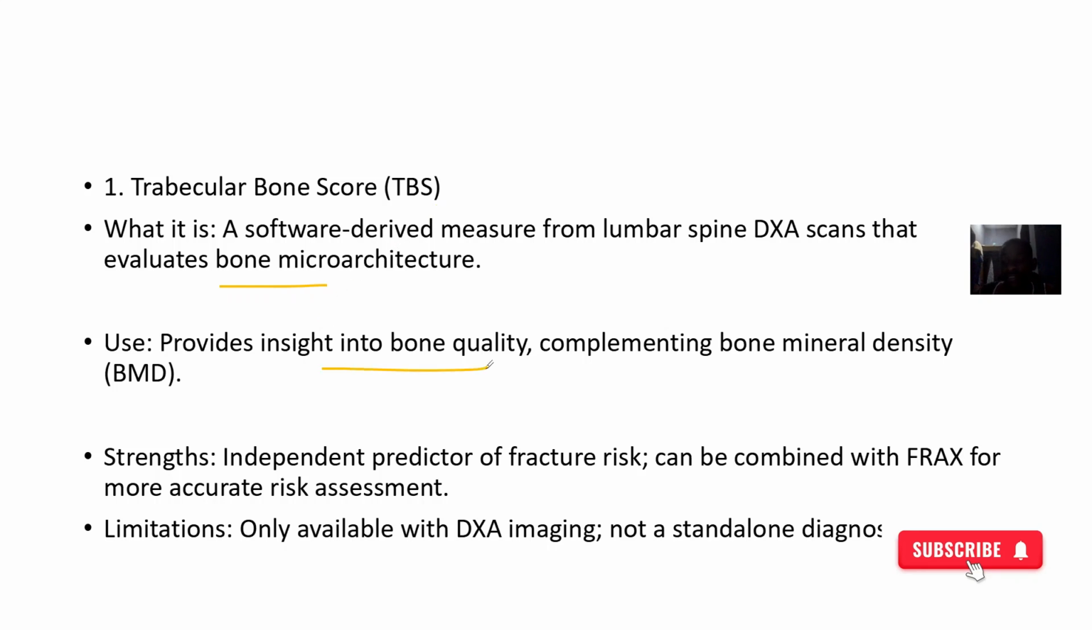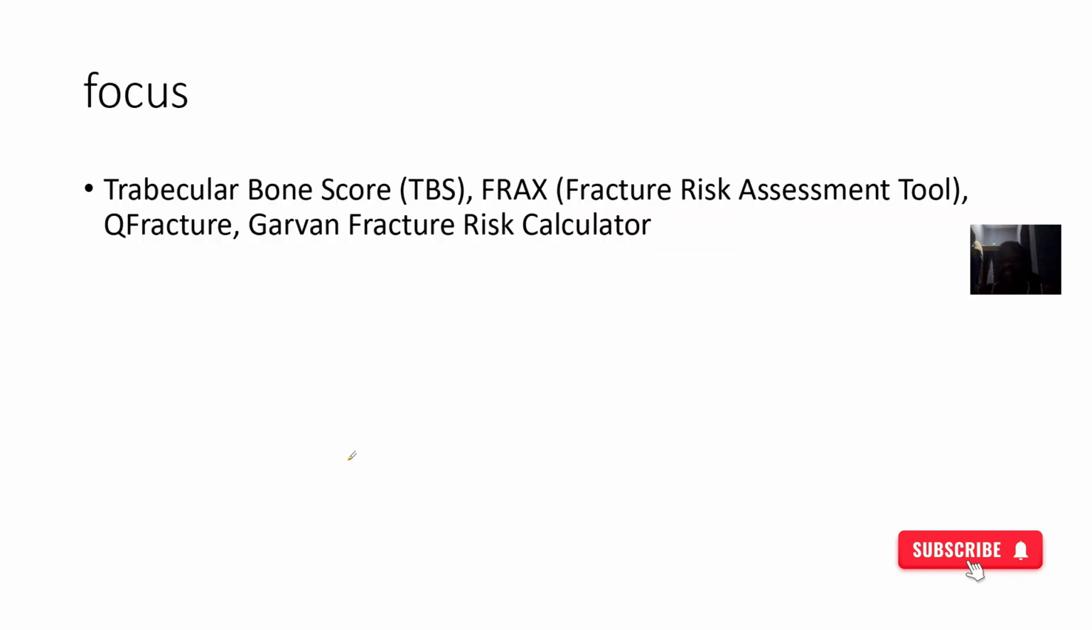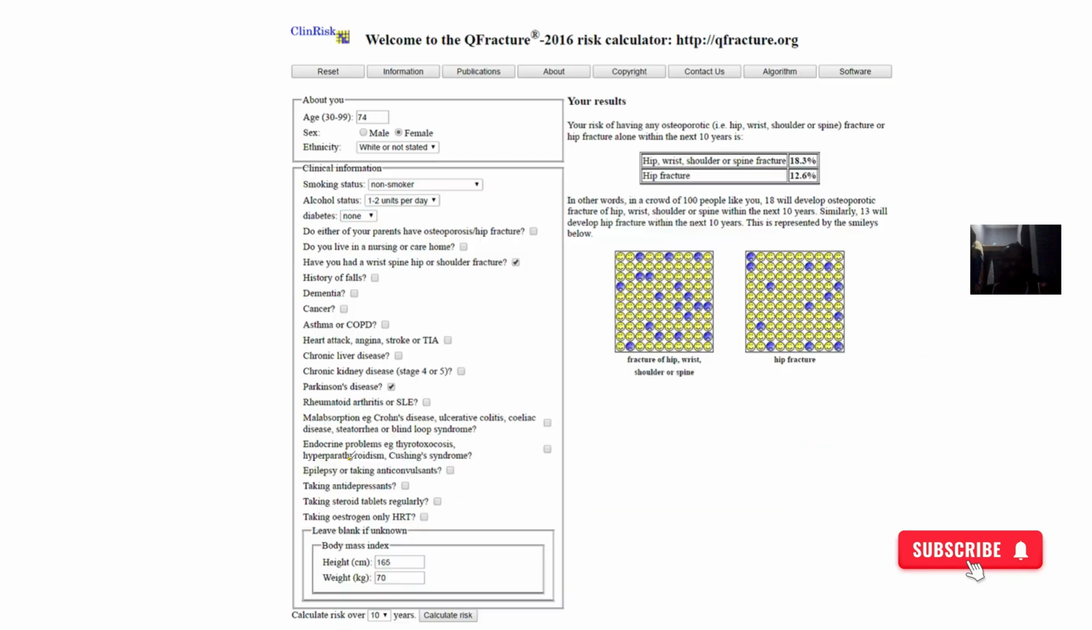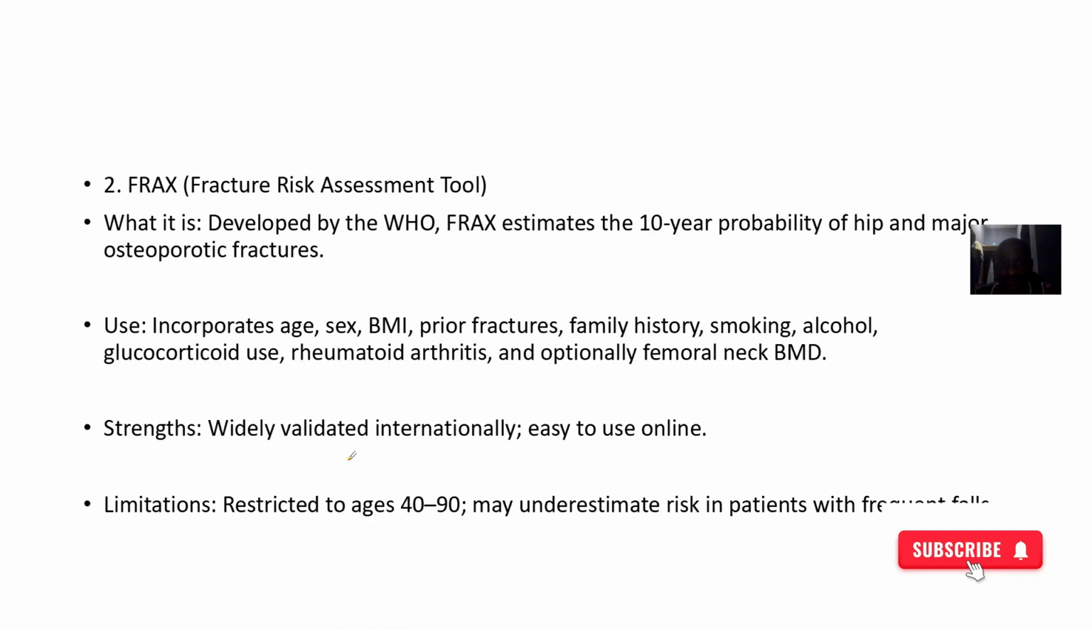It complements the bone mineral density. TBS is actually an independent predictor of fracture risk, and sometimes you can combine it with others like FRAX and the rest of it. So let's quickly go to discussing FRAX.